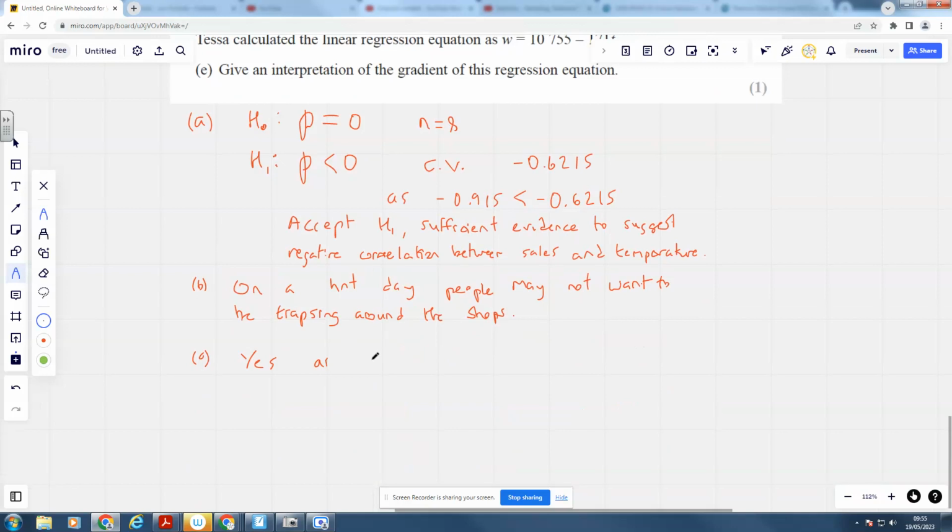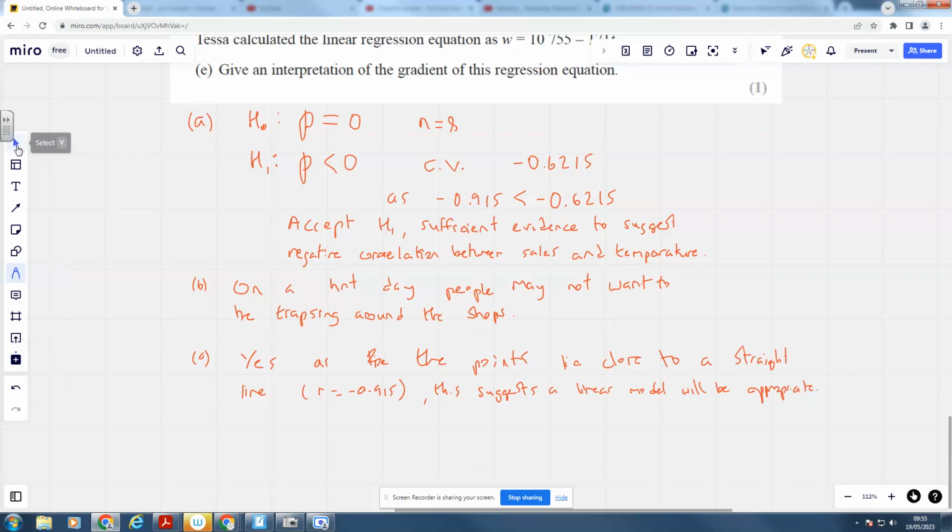As the points lie very close to a straight line, R equals minus 0.915, this suggests a linear model would be very appropriate. And I'm just going to finish there writing that down. Okay, so I hope you understand that as well.